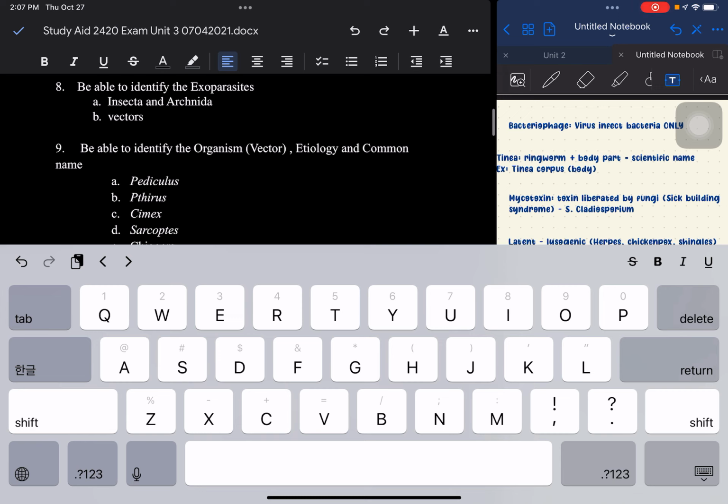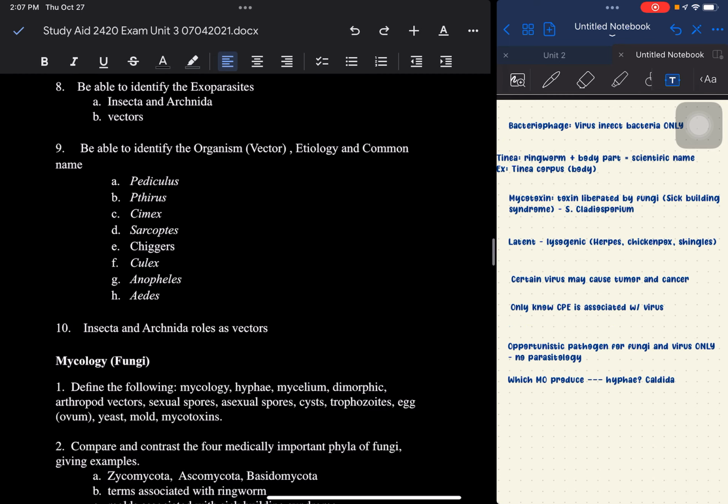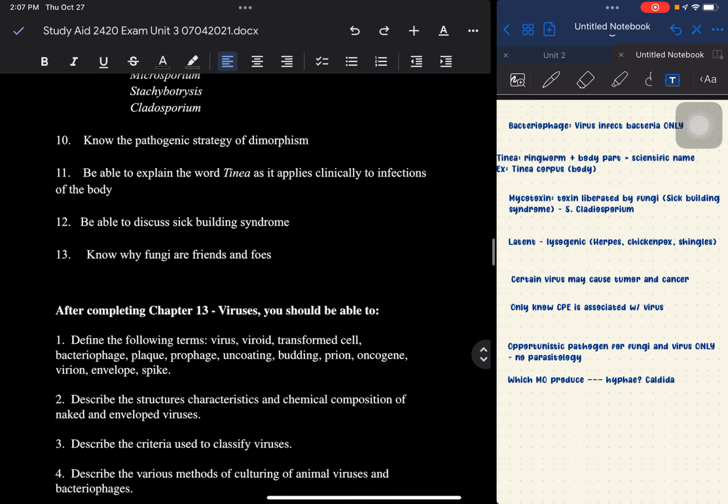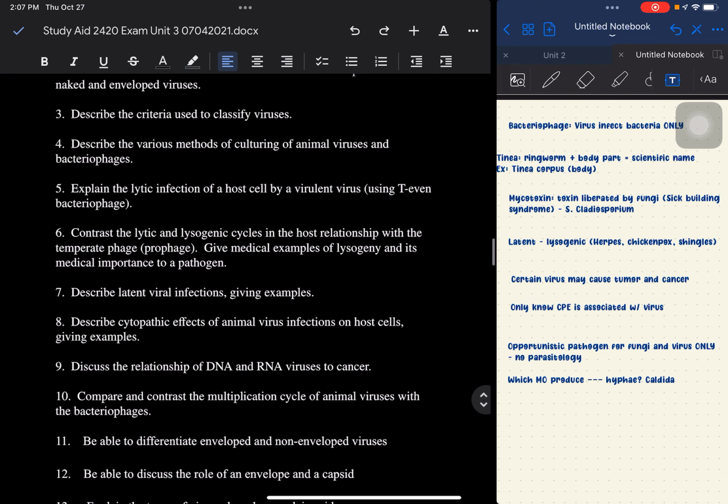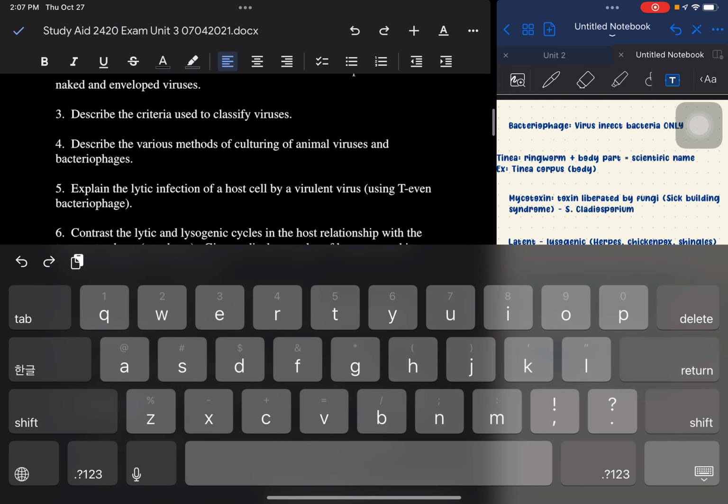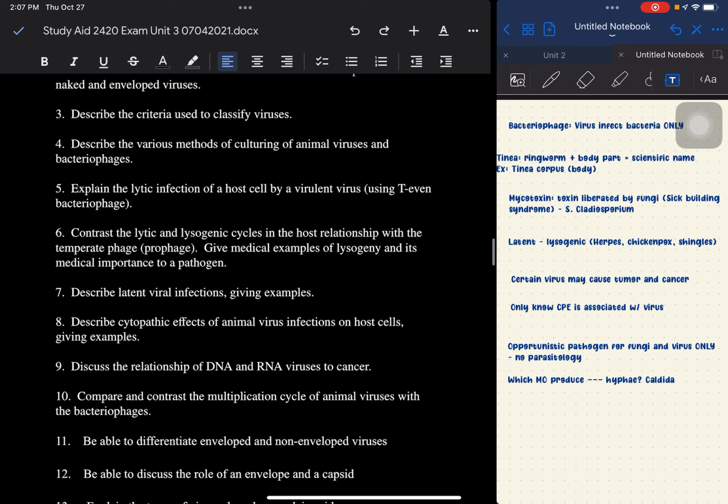It was the compare and contrast the multiplication cycle of animal viruses with the bacteriophages. Fusion versus drilling. Okay. Fusion versus what? Drilling, or piercing, or whatever you wanna talk about. They're just different mechanisms. Okay, so there's different ways that they enter.